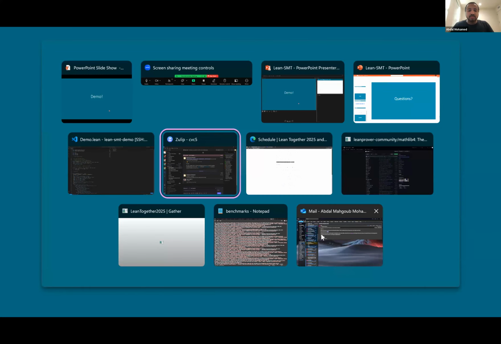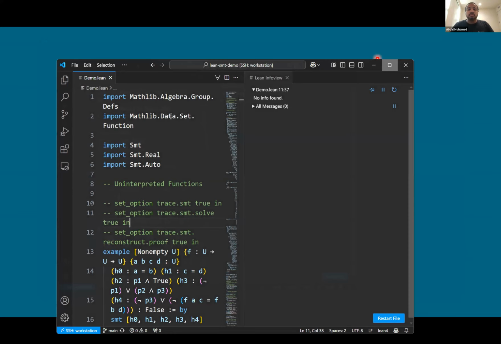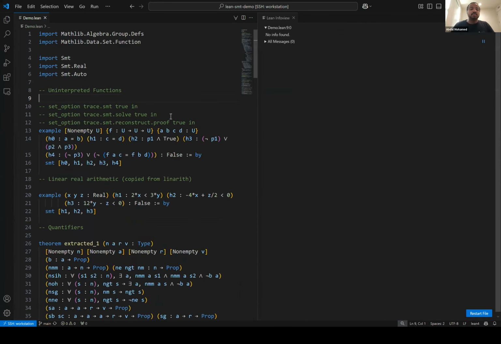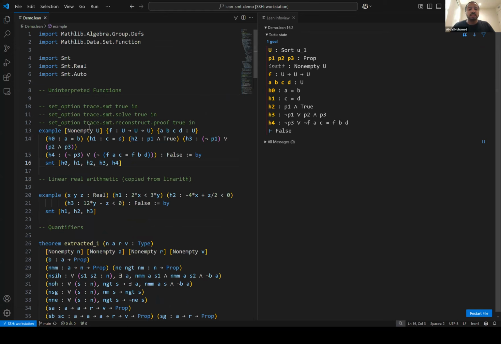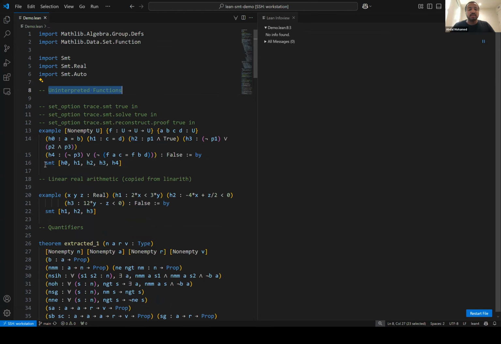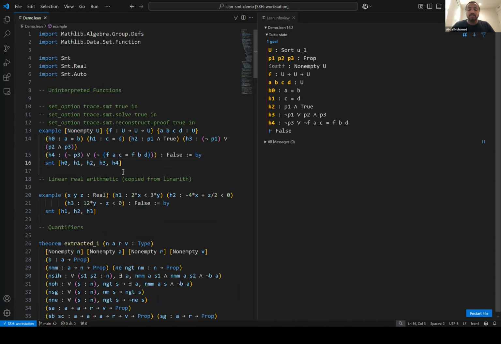So now that we're done with all the details, I can show you some quick examples. So I have an example here of the tactic working. So basically, this is an example of interpreted functions where we have very simple stuff with interpreted functions and Boolean propositions.